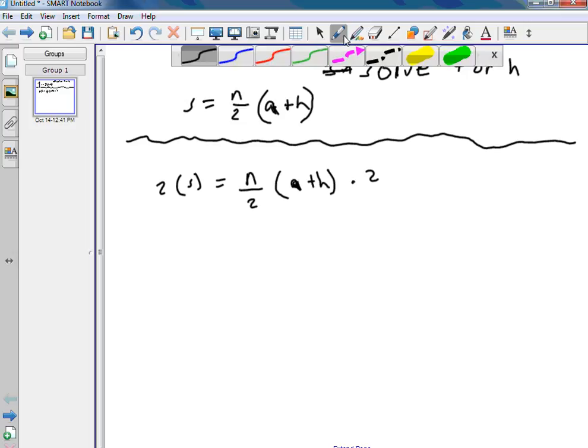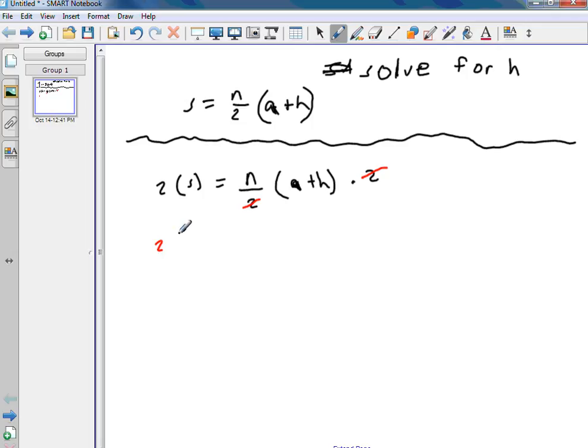Well, let's change pen colors real quick to see what happens. Well, first off, the 2's will cancel each other out. So now I end up with 2 times s. And I don't even have to put that parenthesis around the s anymore. I can just write it next to it and say 2s equals N times A, which is in A, plus N times H, which is in H. The reason that happened is because I used the distributive property on both the A and the H.